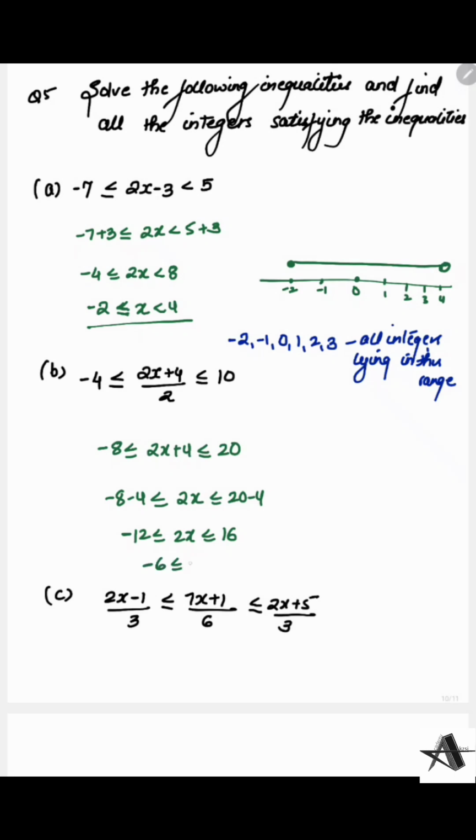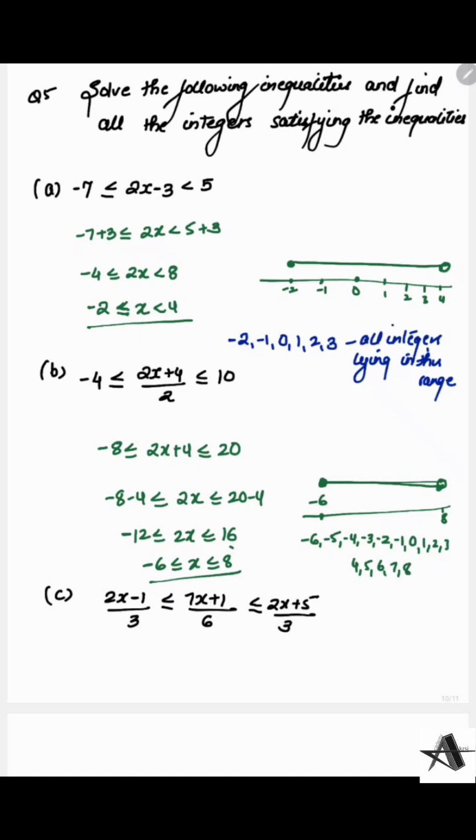So minus 6 less than or equal to x less than or equal to 8. Now if I draw it on a number line, minus 6 is here, and the circle is here, and 8 would be here, and this will be the range, and all the integers that are lying in between will be the answer. So the integers that are lying between are negative 6, negative 5, negative 4, negative 3, negative 2, negative 1, 0, 1, 2, 3, 4, 5, 6, 7 and 8, and I am including 8 and negative 6 because it is equal to, as given.